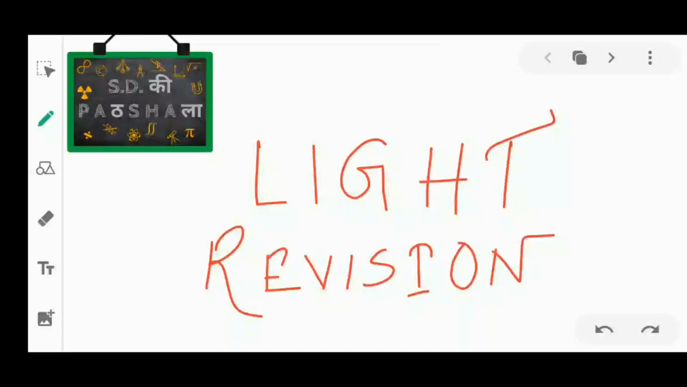Today we are going to revise the chapter of light. So let us not talk about everything in this chapter, let us talk about a few points. At first we need to know about real image and virtual image. What image? Real and virtual.